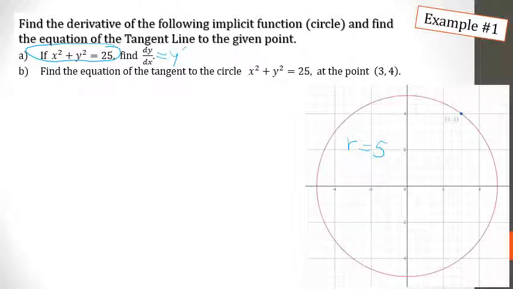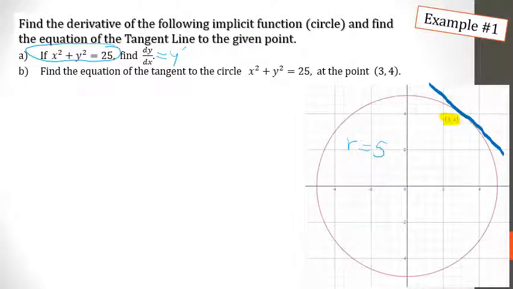It also says find the equation of the tangent to the circle x squared plus y squared equals 25 at the point (3, 4), and I already have that on my curve right here for you, (3, 4). So we have to literally find the equation of the tangent line right there. So let's get to it.